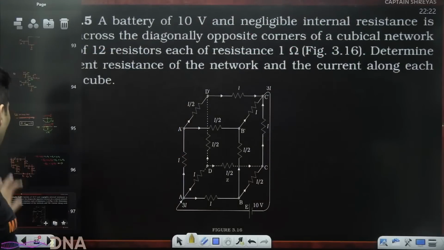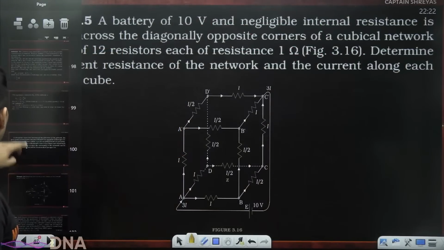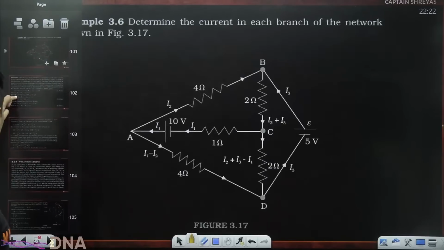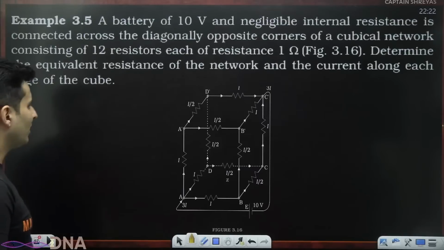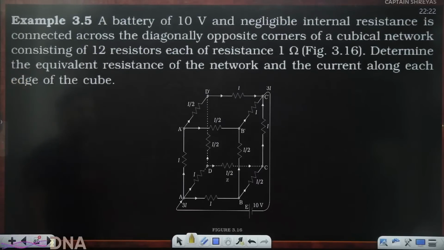Now, let's solve this cube problem. They have given this particular problem before going to the Wheatstone Bridge. So what is this cube problem basically? They have told that you have connected a battery of 10 volts to a resistance network which is like a cube. Each resistance being 1 ohm, determine the equivalent resistance of the network and the current along each edge of the cube.